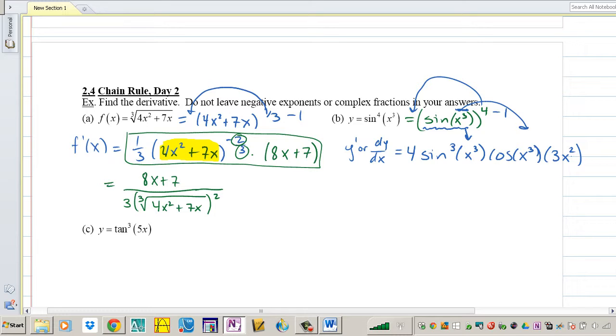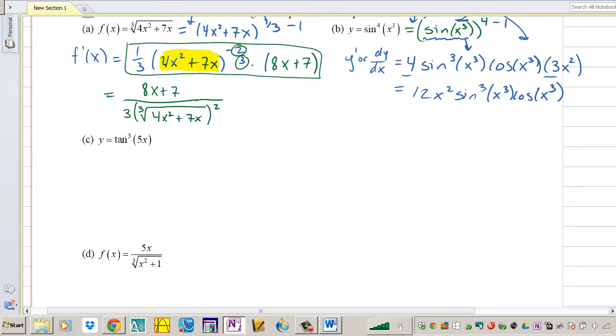That one had a double chain rule. Got to be very careful. So let's go ahead and combine these. 4 and 3 make a 12x squared, sine cubed x cubed, cosine x cubed, and done.